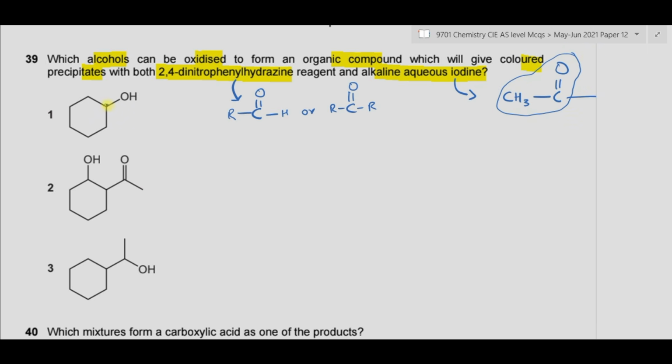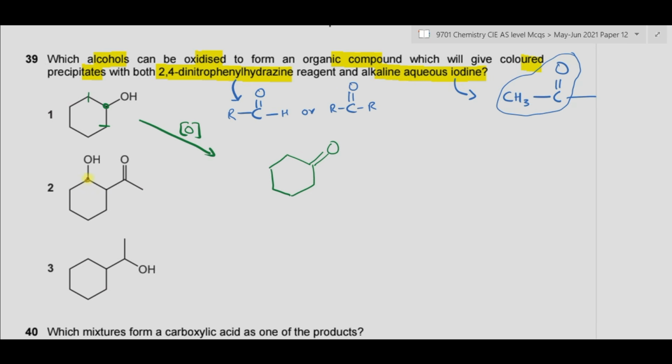Looking at the first one, we have this carbon atom which is directly attached to 2 other carbon atoms, so this is a secondary alcohol, and a secondary alcohol is oxidized to a ketone, so it will give this product. This is a ketone, and it will give colored product with 2,4-DNPH as it is a ketone. But with alkaline aqueous iodine, there must be CH3 attached with the carbonyl carbon, as no CH3 is attached with the carbonyl carbon directly, so therefore this will not give colored product with alkaline aqueous iodine.